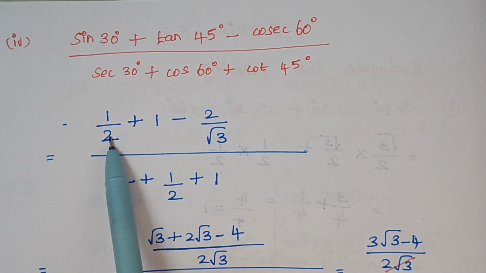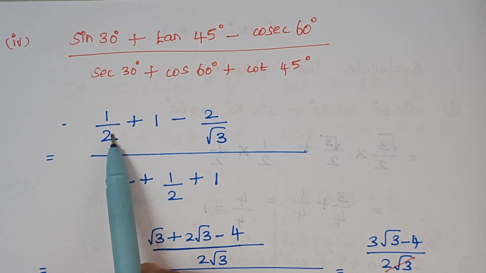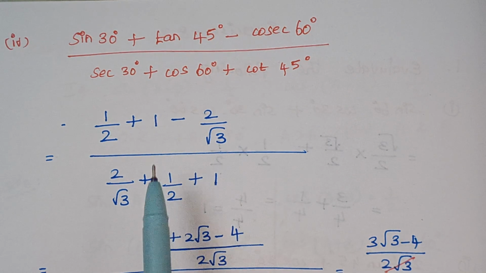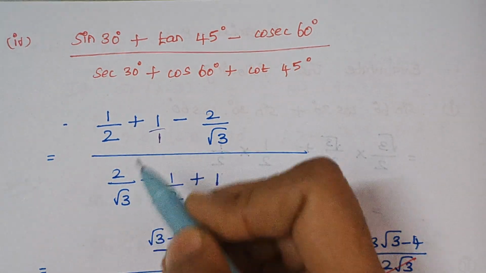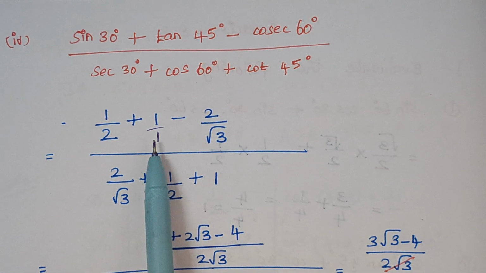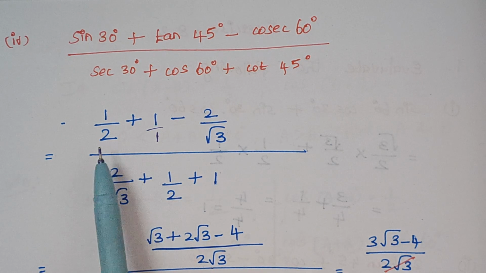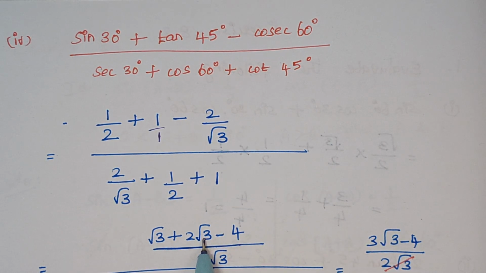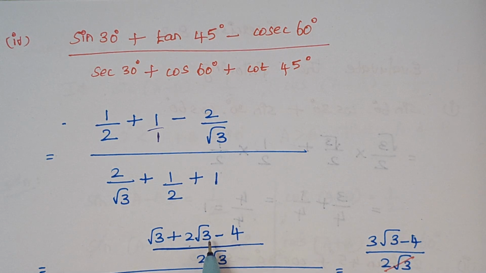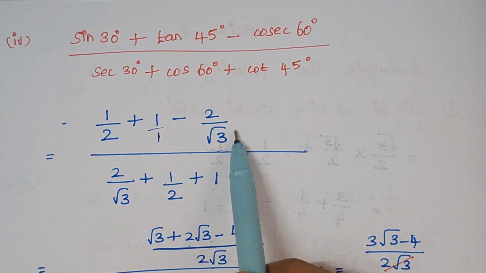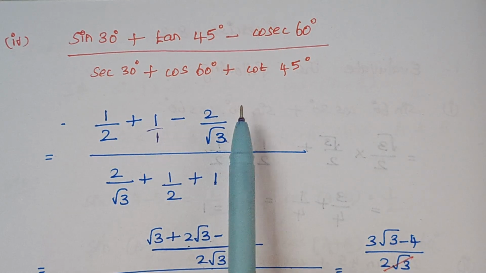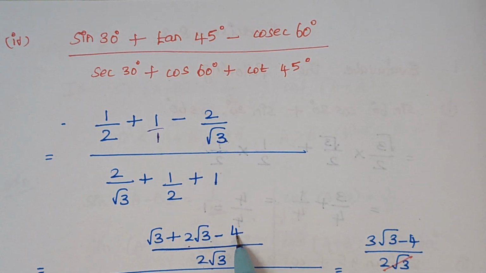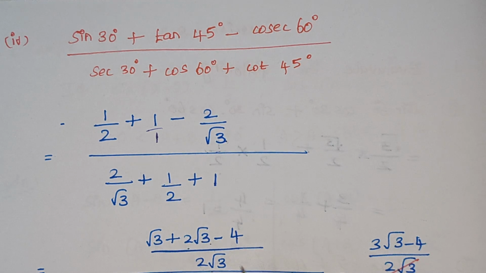So here 2 is already present, so this term should get multiplied by root 3. Therefore, root 3 plus here it is 1, that is, denominator is also 1. So we are going to multiply this number by 2 into root 3. Therefore, here it is 1 into 2 root 3 is 2 root 3. And here we are having already root 3, therefore this number should get multiplied by 2. So here it is 2 into 2 becomes 4. The same minus here.